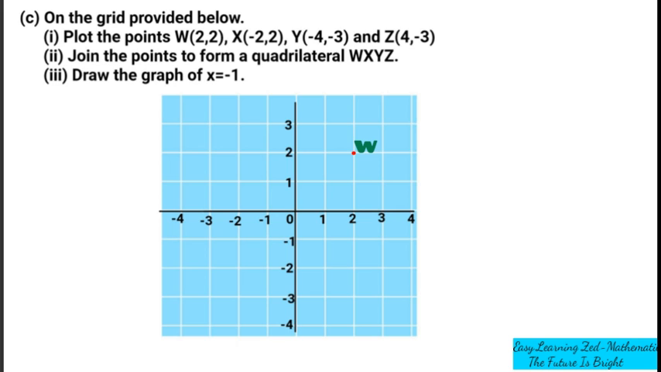Then we go to X, which has negative 2, 2, which is supposed to be here, and we name it X. We go to Y, which has negative 4, negative 3, which is here, and we name it Y. We go to point Z, which has coordinates 4, negative 3, which is supposed to be here, and we name it Z. So now we have plotted the points. Let's go to question 2.